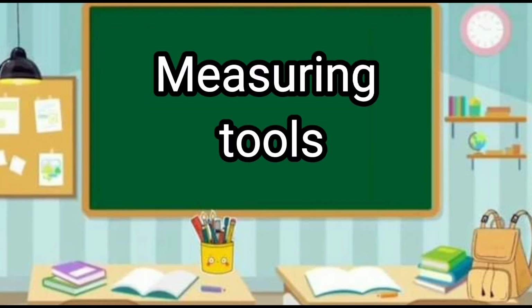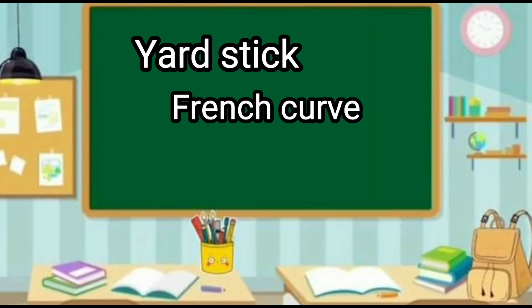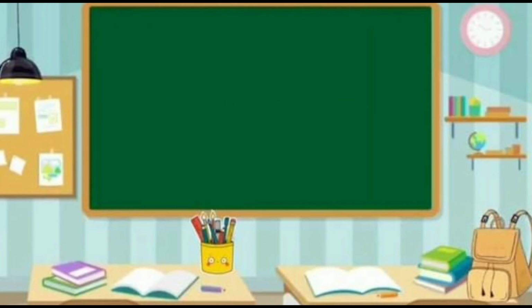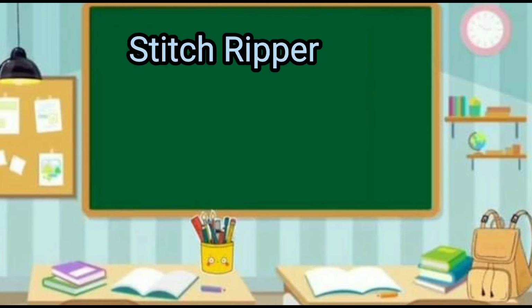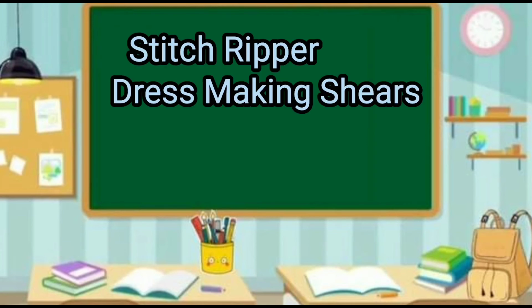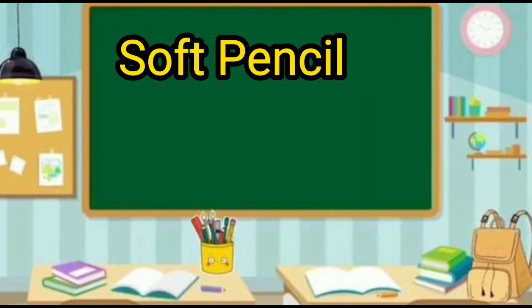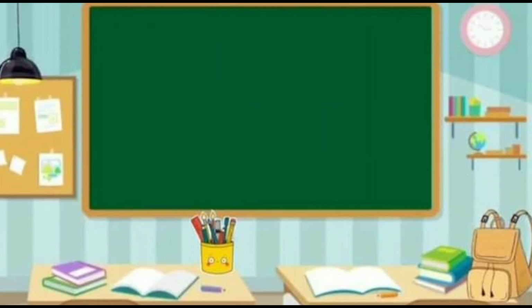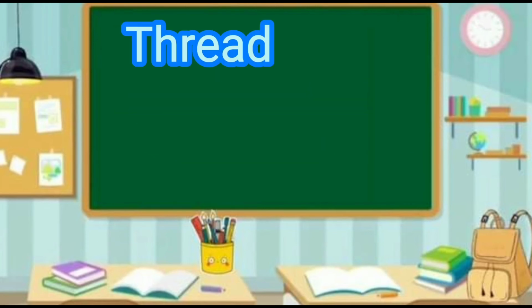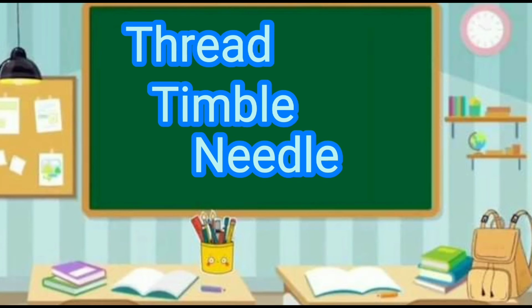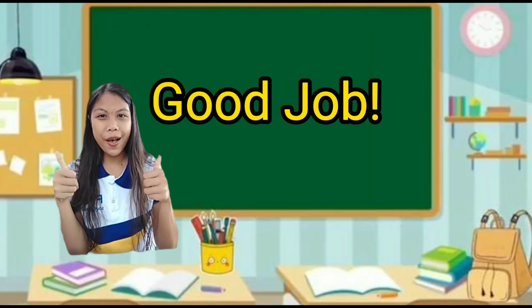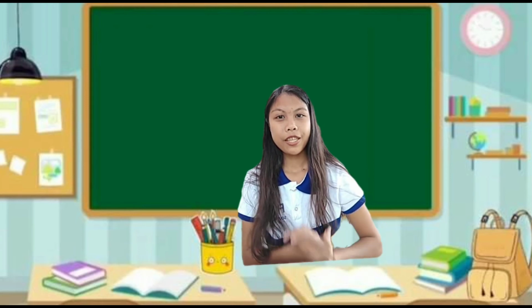For measuring tools, you have yardstick, French curve, and ruler. For cutting tools, we have stitch ripper, dressmaking shears, and thread clippers. For marking tools, we have soft pencil and tailor's chalk. While in sewing tools, we have thread, thimble, and needle. If you did this right, then good job! Did you guys enjoy our activity? Yes, very good. I hope you learned something from it because you need it in our quiz.